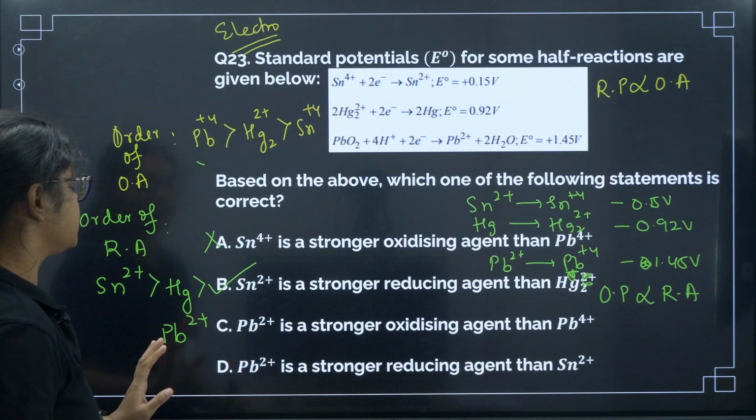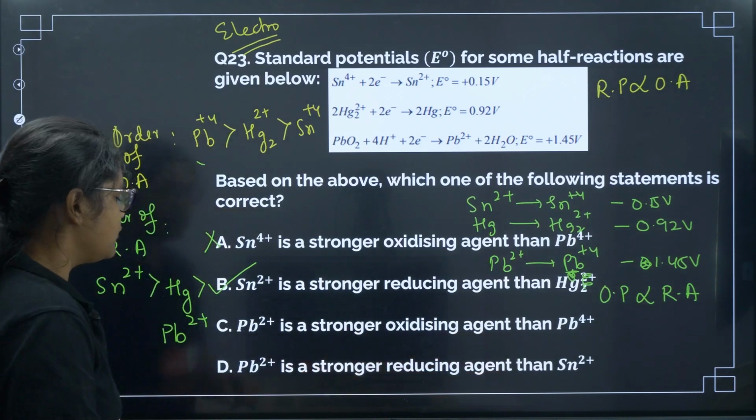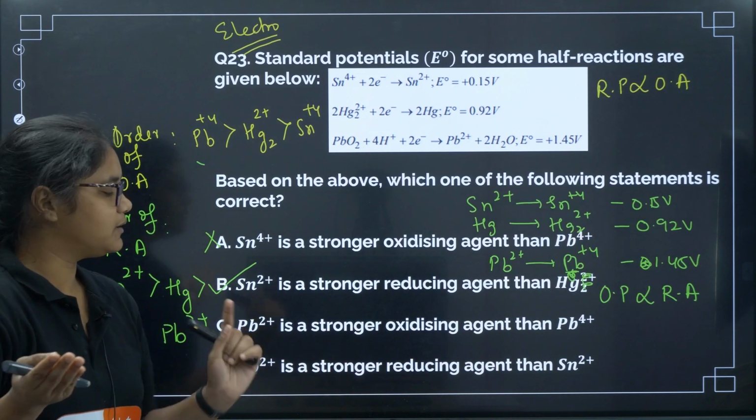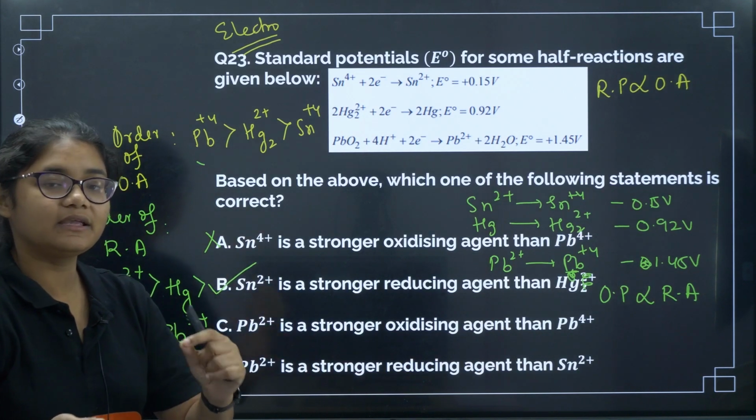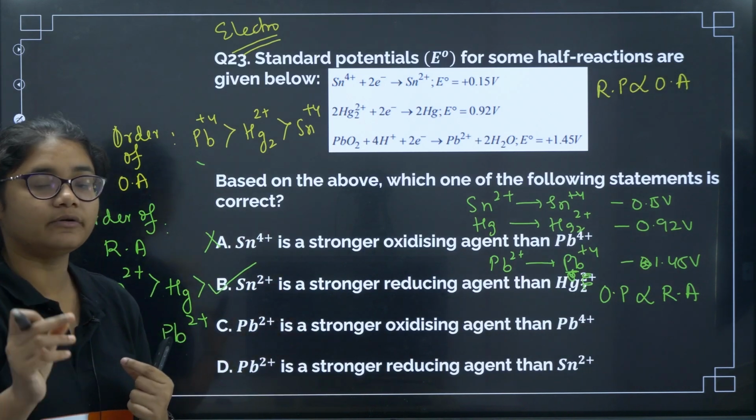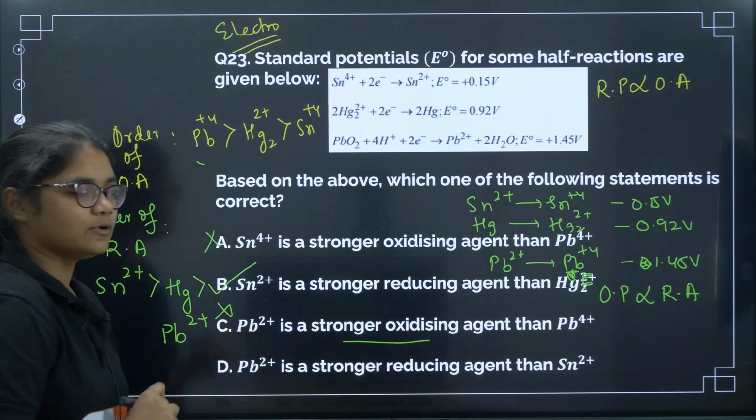Now let us see the other options also. Pb2 plus is a stronger oxidizing agent than Pb plus 4. Now you see, Pb2 plus can get oxidized, right? It can convert from Pb2 plus to Pb plus 4. So even itself it is undergoing oxidation, it will behave as a good reducing agent, right? But here it is given stronger oxidizing agent. So this statement is also incorrect.